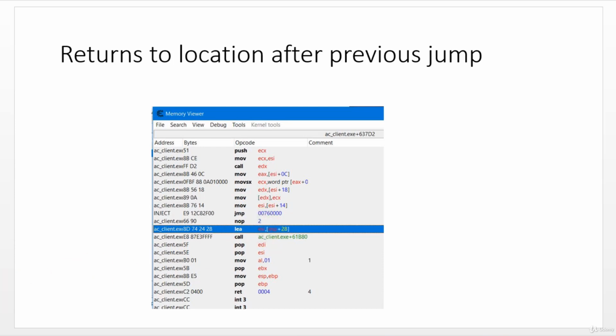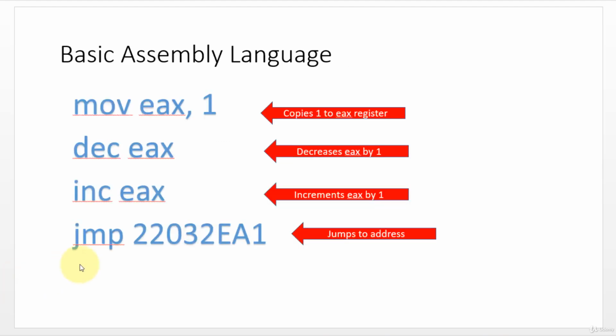Now, in order to understand or take advantage of this code injection, you may need to know some basic assembly language. And here I've listed some very basic instructions. MOV EAX, 1 means copy 1 into the EAX register. DEC EAX means decreases the value in EAX by 1. INC EAX means increments the value in EAX by 1. JMP 22032EA1 means jump to this address.